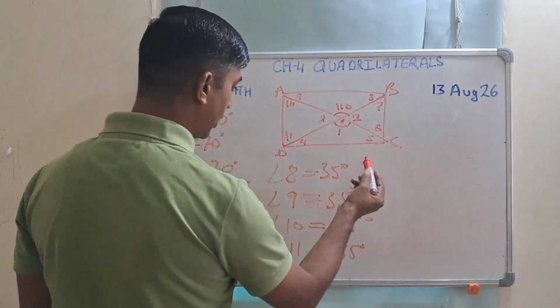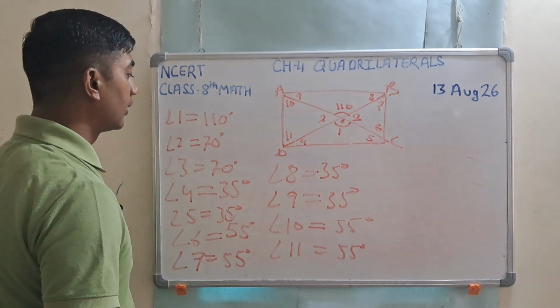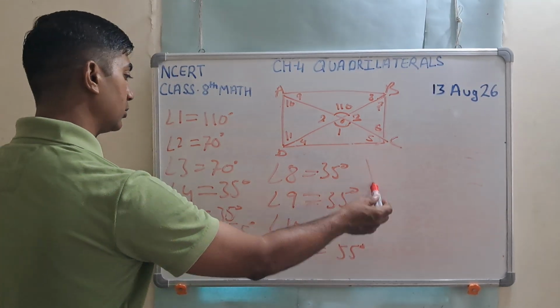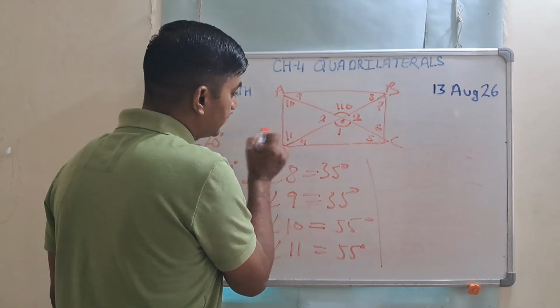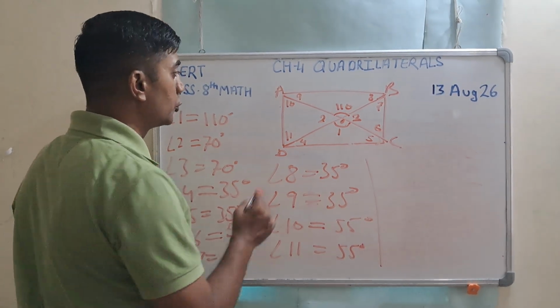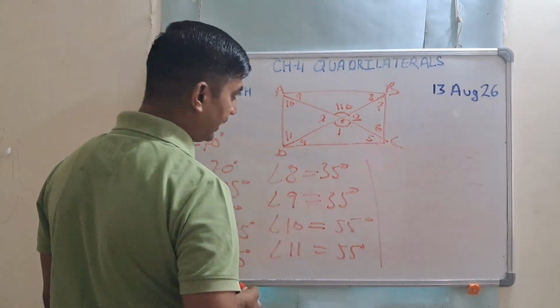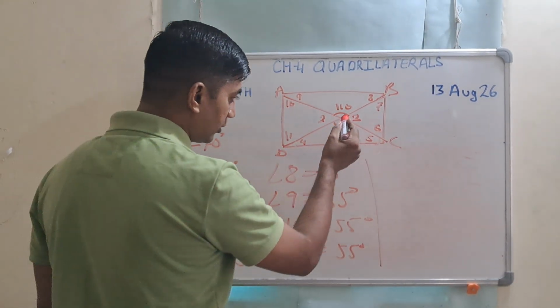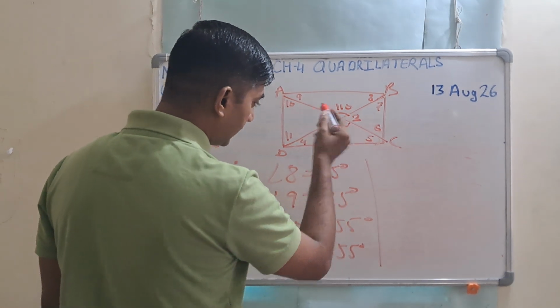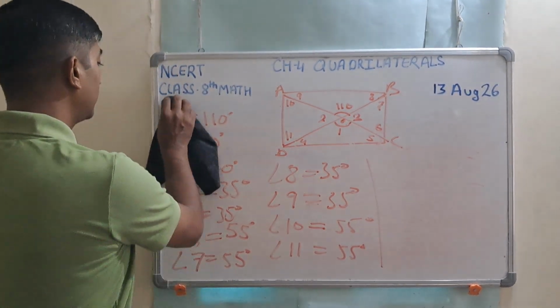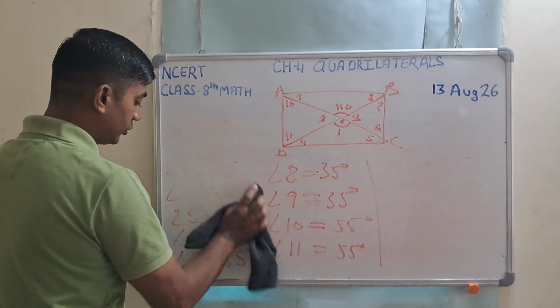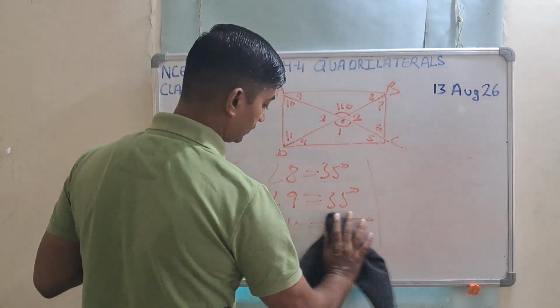Till now you should know how to calculate. In this way, if any one angle is given in your diagram, you should be able to find all the angles, all the internal angles and all the angles formed by the intersection of the diagonals. Understood? Let's move to the next problem. This is your problem number 2.